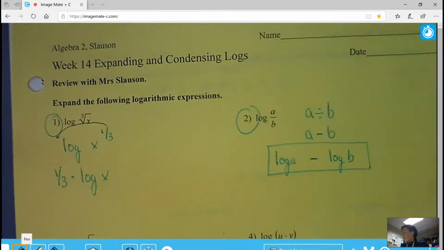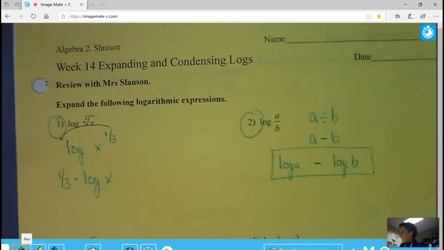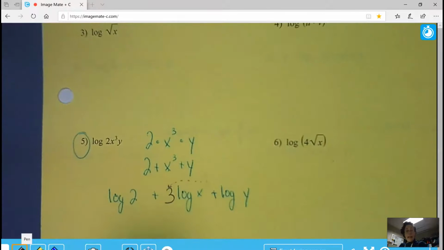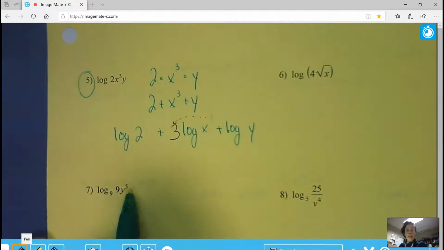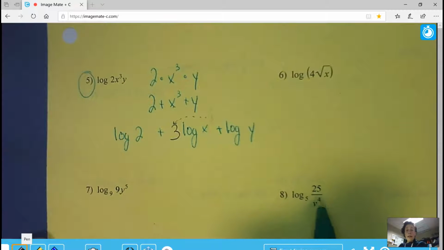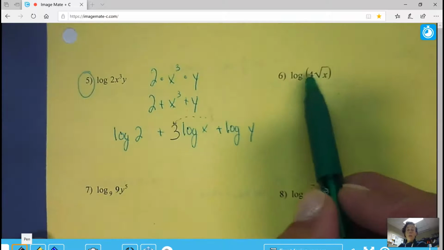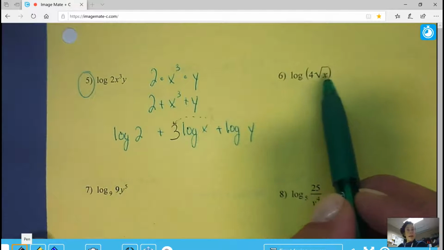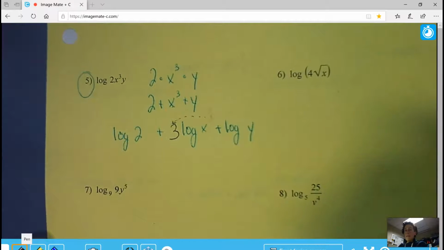So that's a little bit on the front. What I'd like for you to do now is pause the video and finish the front. And just to point out, this is 9 times y to the 5th, 25 divided by 4 to the v to the 4th, and 4 times x to the 1/2 power technically. Okay?